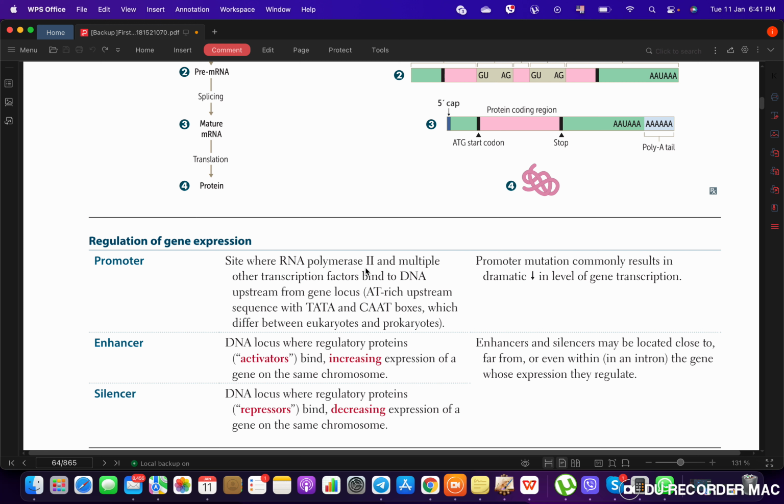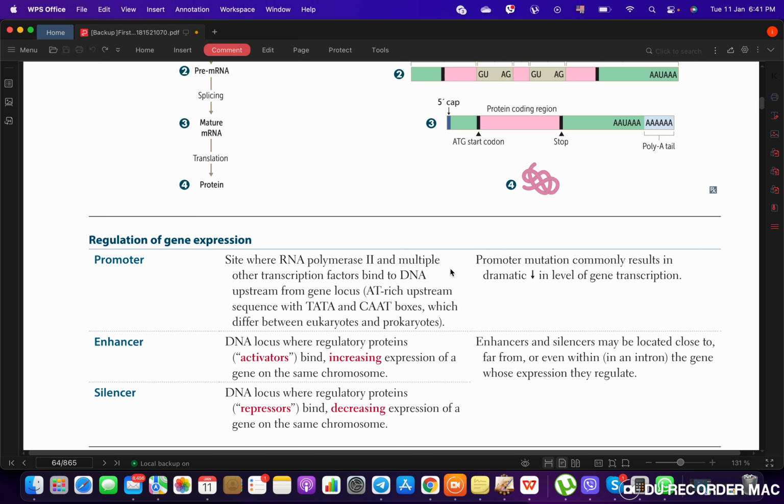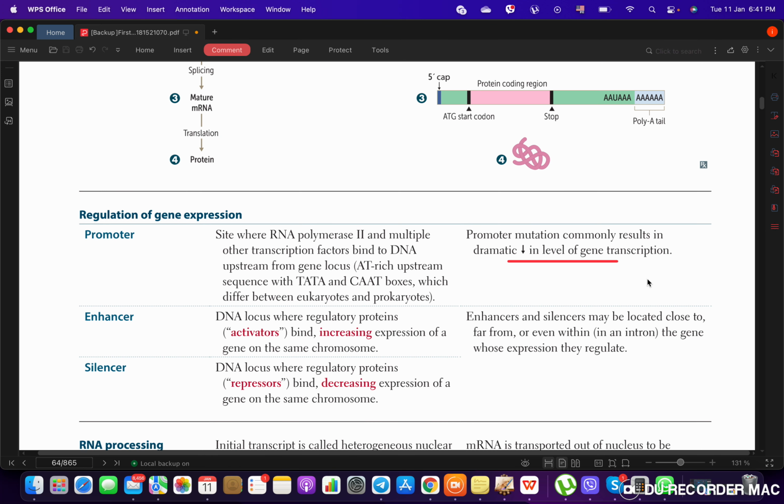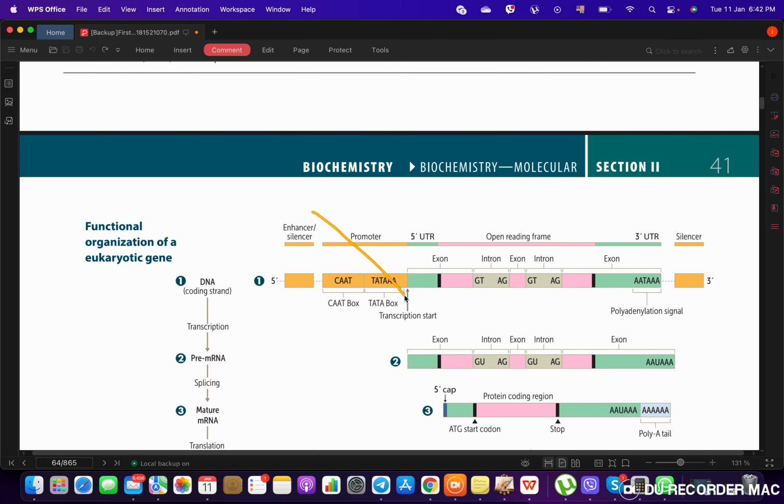The next point we have to be comfortable with is that a promoter mutation commonly results in a dramatic decrease in gene transcription. Why? Because imagine this: if our promoter is not working, this area is ineffective. Can we transcribe anything in the whole gene? The answer is absolutely not. Our whole gene will be messed up. It's impossible, it will be completely useless. Yes, absolutely. Good.